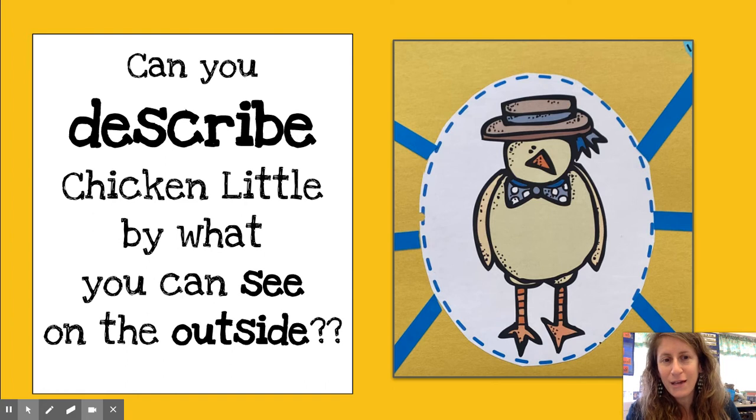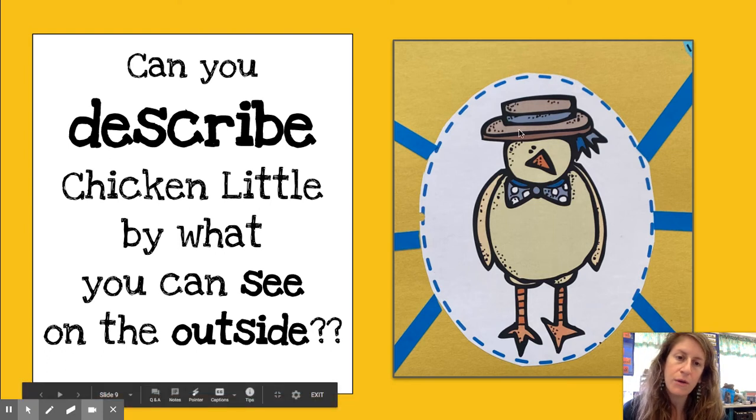So let's look at Chicken Little here. I know this isn't the exact same copy of the Chicken Little that you read in the book, but can you describe Chicken Little by what you can see on the outside? I'll give you a second to think about it. Just looking right at Chicken Little, how would you describe or tell about Chicken Little by what you can see? Can you think of one or two?